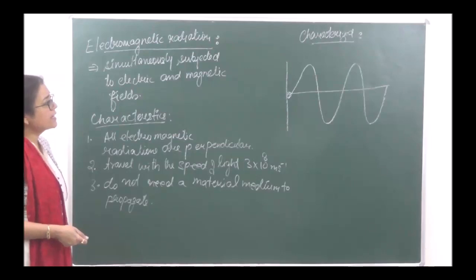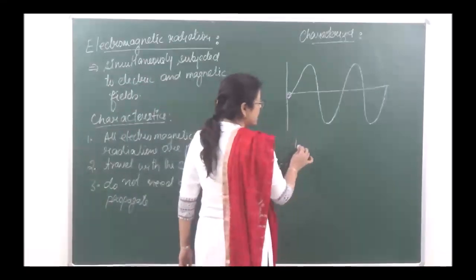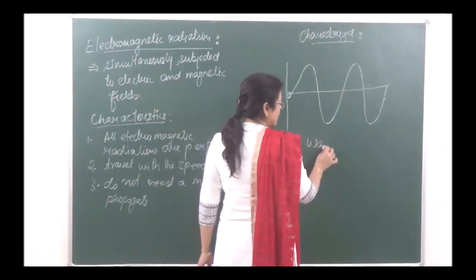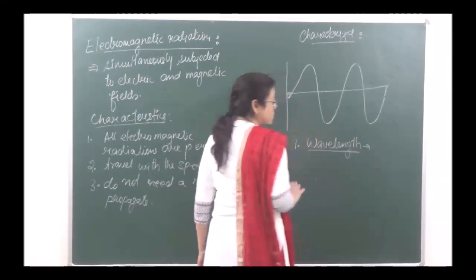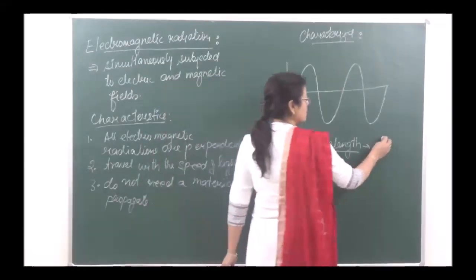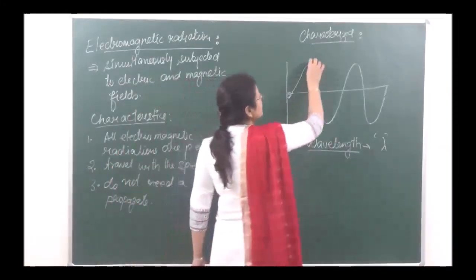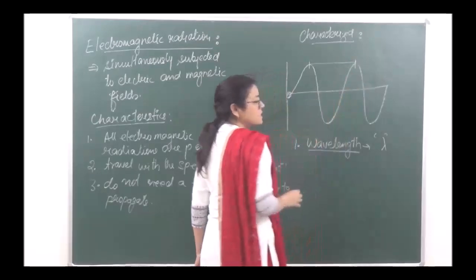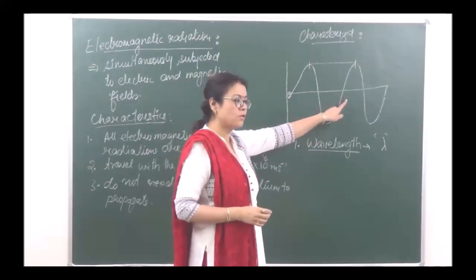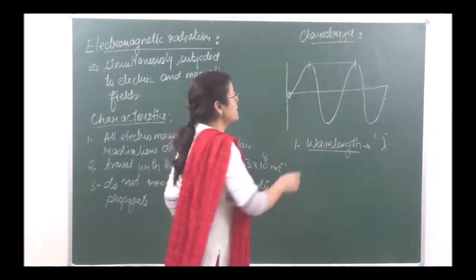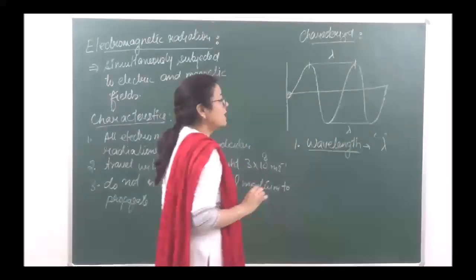Now when we are looking at the measurements which we do for the electromagnetic radiation, the first one is known as wavelength. Wavelength is given by lambda. Okay, what is wavelength? It is the distance between two crests. Crest is the upward displacement of the wave and trough is the downward displacement of the wave. So the distance between two crests or the distance between two troughs is known as lambda.